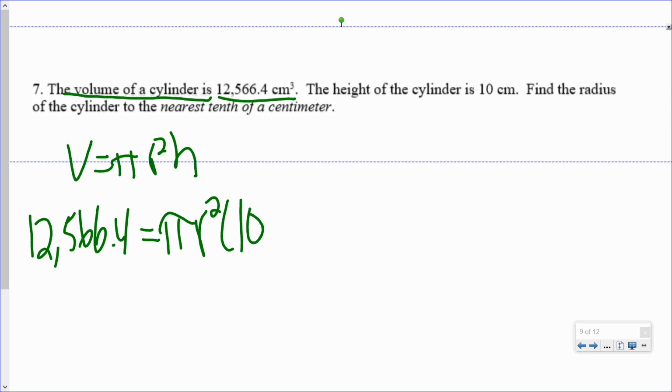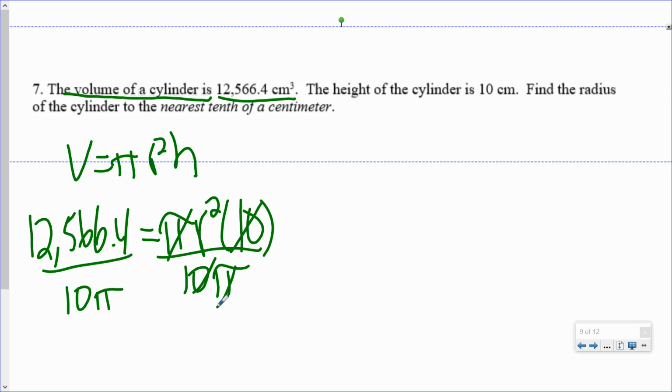The height is 10. So if it gives me the volume, I'm going to have to do some algebra to find another piece of information. So to get r by itself, I'm going to start by dividing by 10 pi. The 10 and the pi cancel.